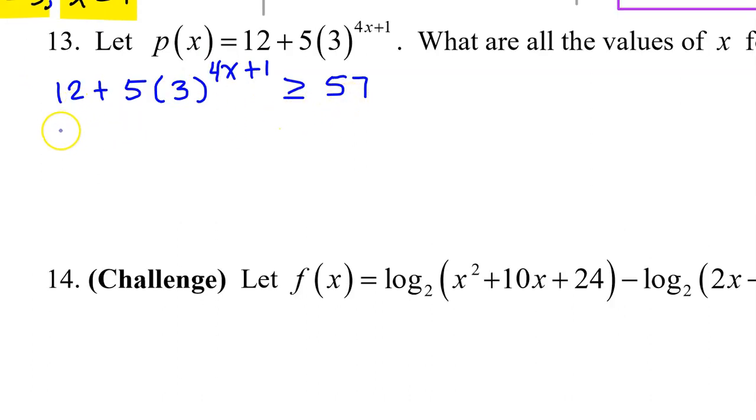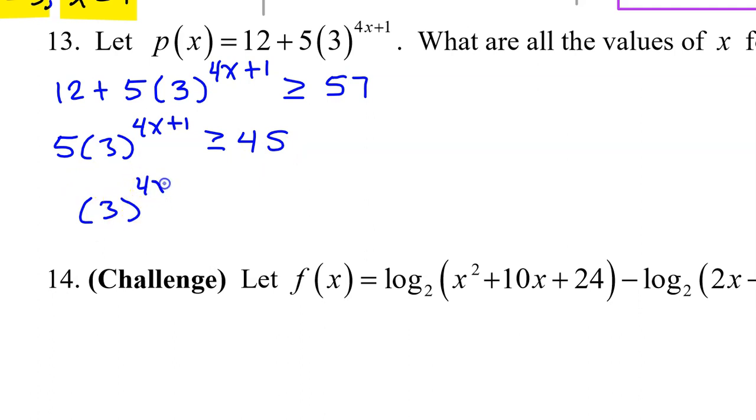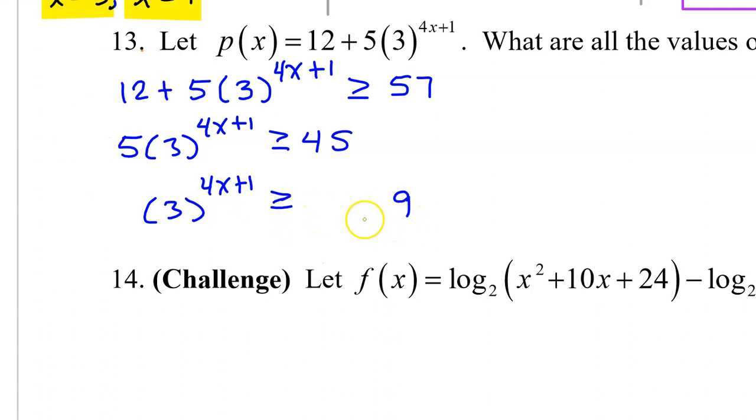Subtracting 12 from both sides, we get 5 times 3 to the 4x plus 1 power is greater than or equal to 45. Dividing both sides by 5 leaves us with 3 to the 4x plus 1 power is greater than or equal to 9. I'm sliding the 9 over to make room for my next move, because we can make this base 3 go away by taking the log base 3 of both sides of the inequality.